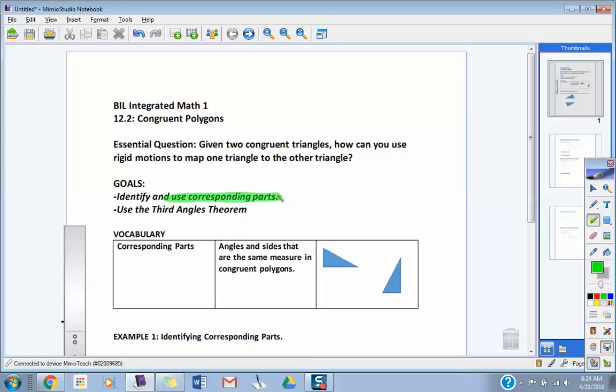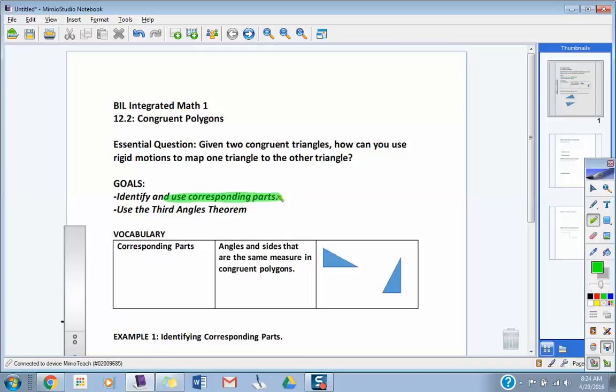And then we're going to use what's called the third angle theorem in a triangle. Basically, the third angle theorem states this: if the first two angles of triangles are equal, then the third ones must be equal. Okay? And we'll talk about that in a bit.